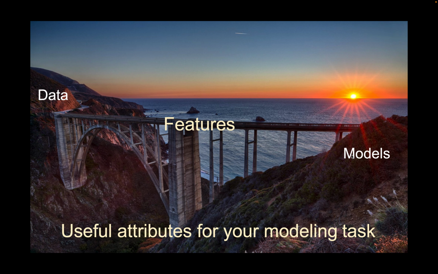Let's write what comes next. So here we have data, obviously we have features, and we have the model. The data has features which help us to build the model. Useful attributes for your modeling task.